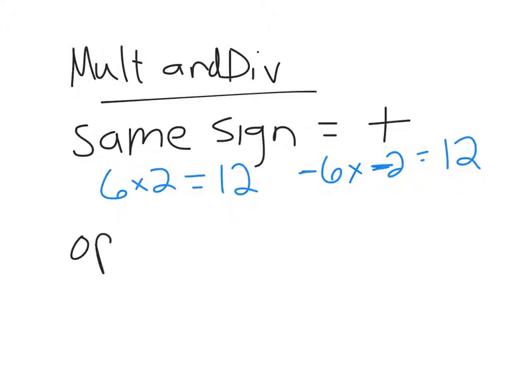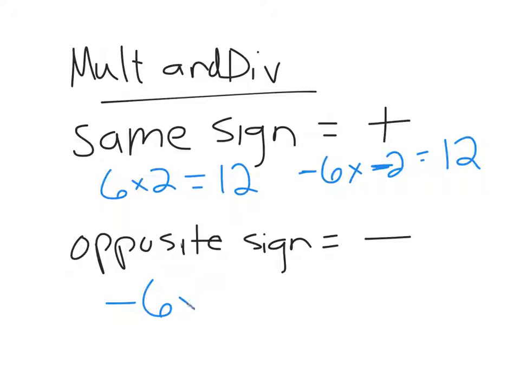The other rule says that if they're opposite signs, your answer is going to be negative. So kind of going with what we had up there at the top, if I then have -6 times +2, so a negative times a positive, therefore my answer will then be -12 instead. And even if it was reversed, if it was +6 times -2, same thing. They're still opposite signs, so I'm getting -12.